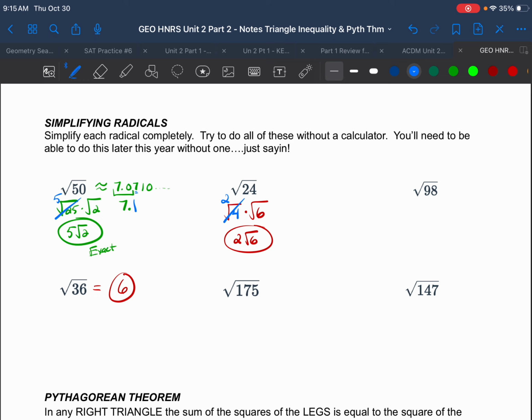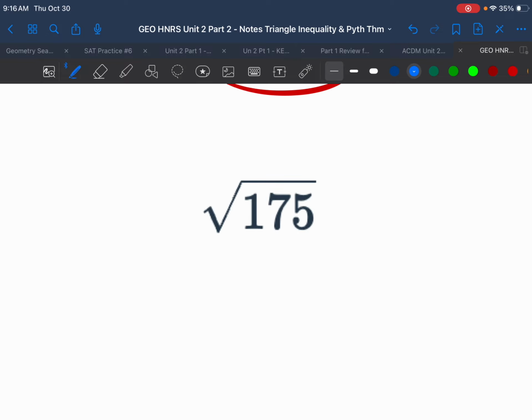Maybe one that's a little bit more challenging. I don't know. Let's go to 175. So if I go to 175, sure, I can divide by 5. That might help. But just a suggestion to you, whenever you see numbers that end in 25, 50, or 75 like this one, we should be able to divide that by 25.